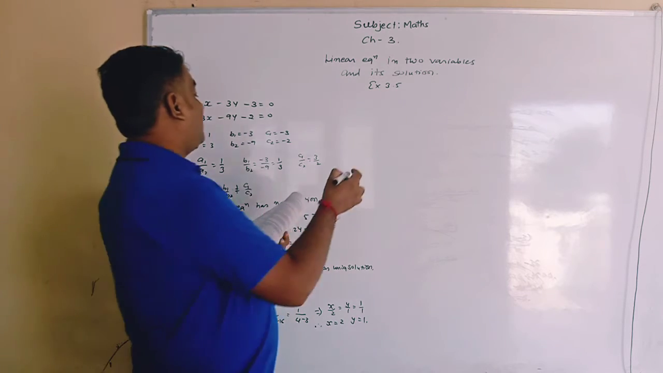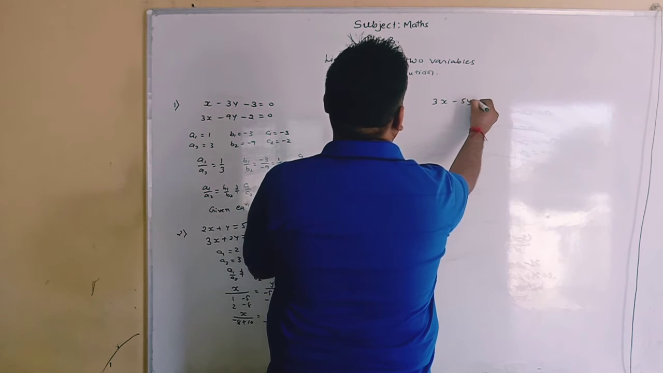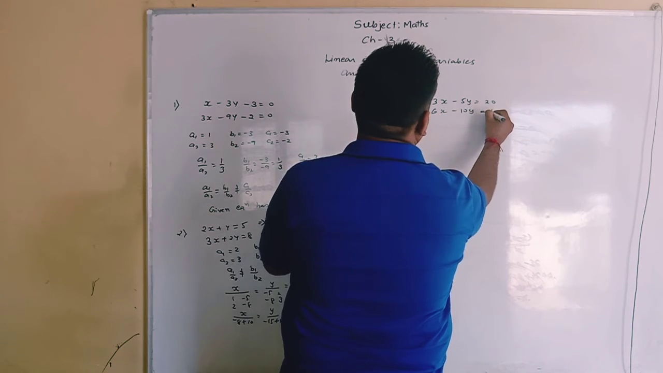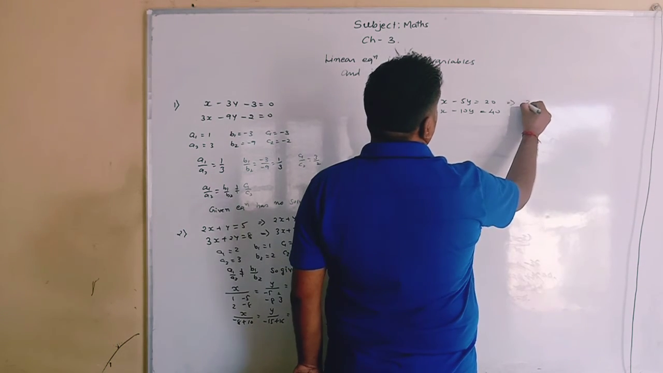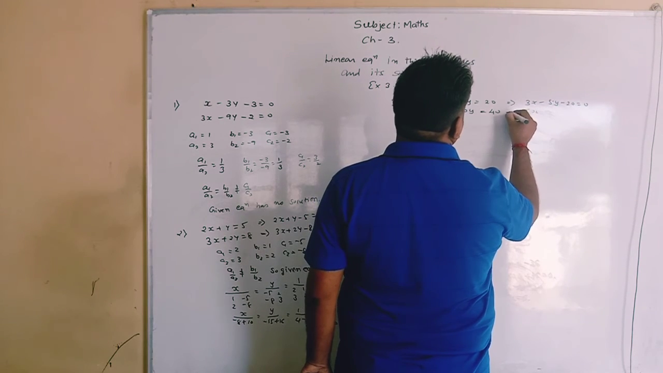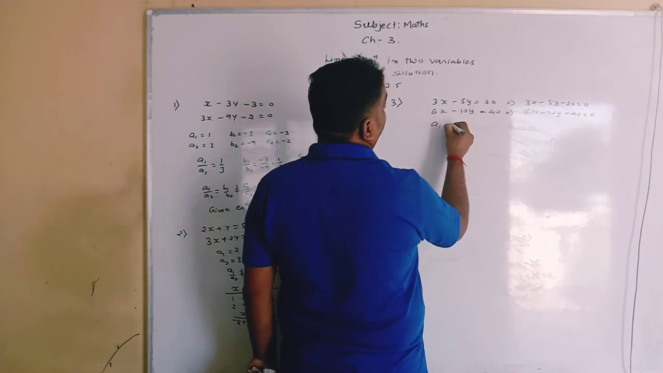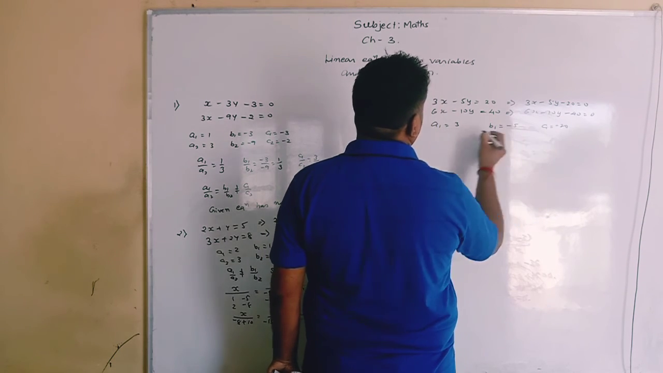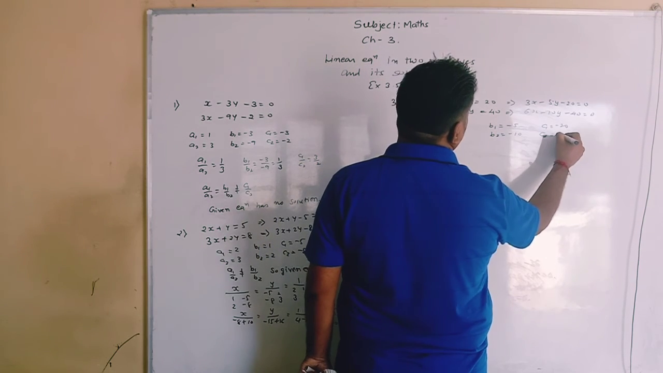The third question we have is 3x minus 5y equals 20 and 6x minus 10y equals 40. So we write the standard form: 3x minus 5y minus 20 equals 0, 6x minus 10y minus 40 equals 0. So a1 equals 3, b1 equals minus 5, c1 equals minus 20, a2 equals 6, b2 equals minus 10, c2 equals minus 40.